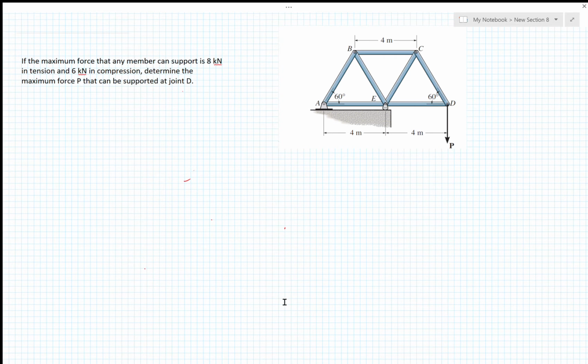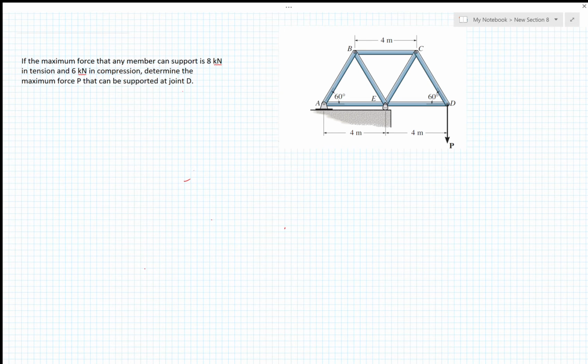Okay, so in this problem we are told that these members can support certain forces: 8 kilonewtons in tension and 6 kilonewtons in compression. And we're asked to find the maximum force P that this truss, or this joint D, can support.